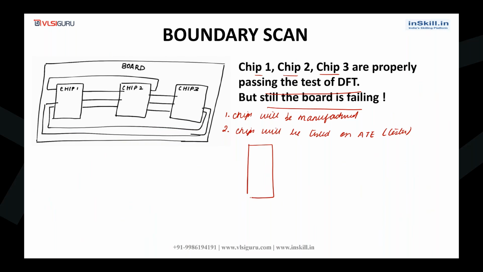So this is the ATE. Okay, this is the ATE, and then here you have this: chip 1, chip 2, and chip 3. So in our case, 3 chips are considered, right? Chip 1, chip 2, chip 3.